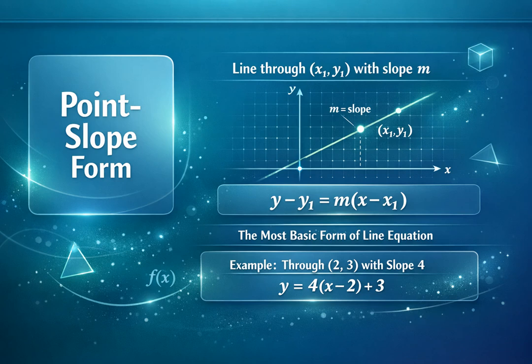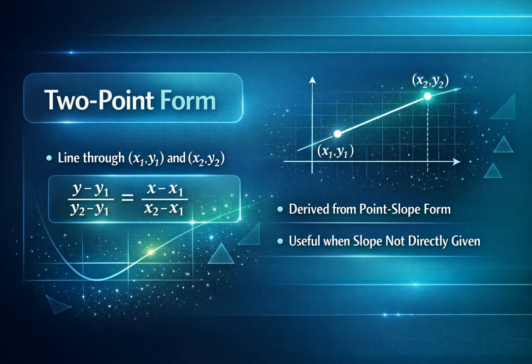The point-slope form gives the equation of a line through a given point with a given slope. If a line passes through (x1, y1) with slope m, its equation is y minus y1 equals m times (x minus x1). This is the most basic form of a line equation. For example, a line through (2, 3) with slope 4 has equation y minus 3 equals 4 times (x minus 2). The two-point form gives the equation when we know 2 points on the line.